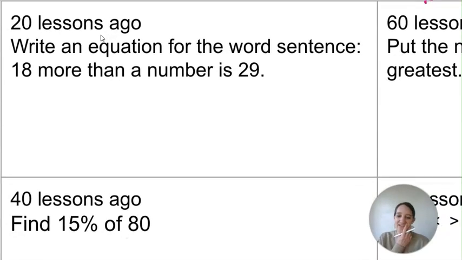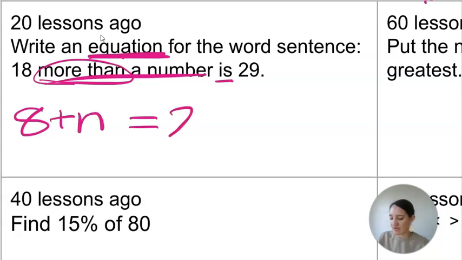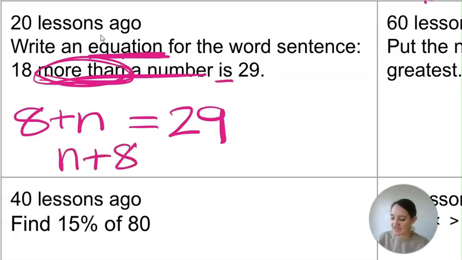20 lessons ago, write an equation for the word sentence 8 more than a number is 29. Okay, it's another equation, so we're going to go equal to. 8 more than a number. 8 more than a number is 29. Now you might be like, Miss Matson, you taught us more than is a turnaround word. You're right, so it could go like this. But because it's addition, order doesn't matter. So either way would work.